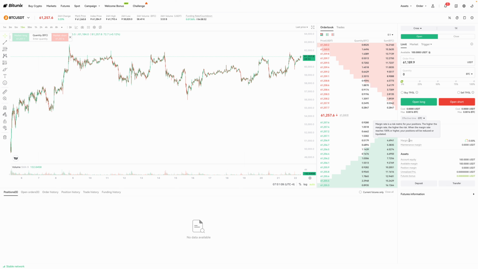So those are the four things that I think everyone needs to be aware of when trading futures on Bitunix. This is because of just how risky trading futures can be, especially if you don't know what you're doing.